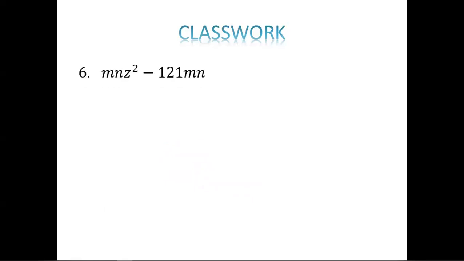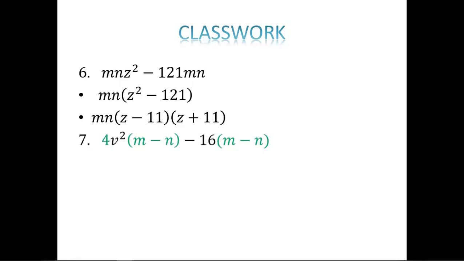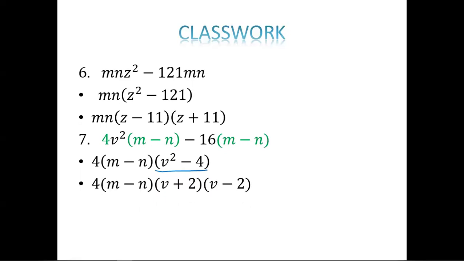Here we also have a common variable, which is mn. I will simply take that out and I'm left with the difference of two squares and I just factorize that. Here it's pretty tricky because I have a common factor of 4 and I also have a common bracket of m minus 1. And I'll just take those out as a common factor. But please note, after doing that, I'm left with this, which is just the difference of two squares. When you factorize it, it'll give you v plus 2 and v minus 2. Okay? All right.